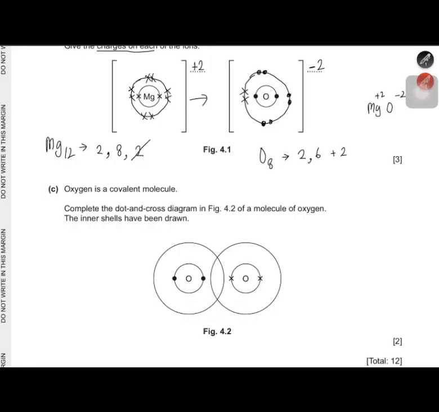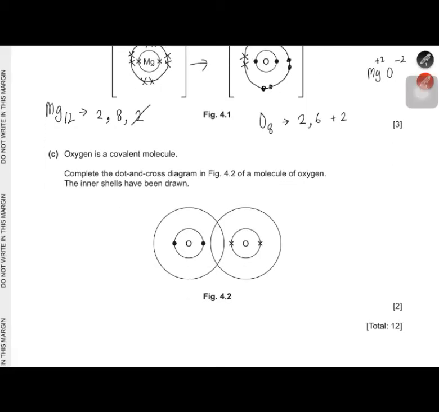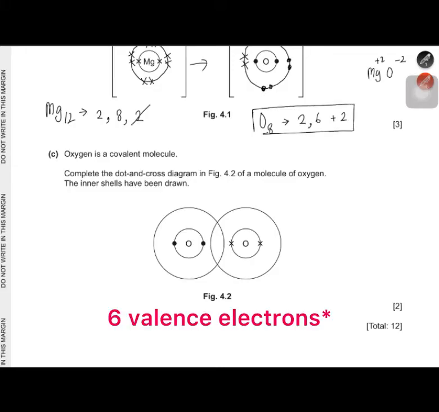Oxygen is a covalent molecule. Complete the dot and cross diagram for the molecule of oxygen. To draw the covalent molecule of oxygen, we know that oxygen has 6 valence electrons. It needs 2 more. So 1, 2, 3, 4, 5, 6. Let's draw. We'll draw these 2 here because these will be shared to get a total of 8 electrons.